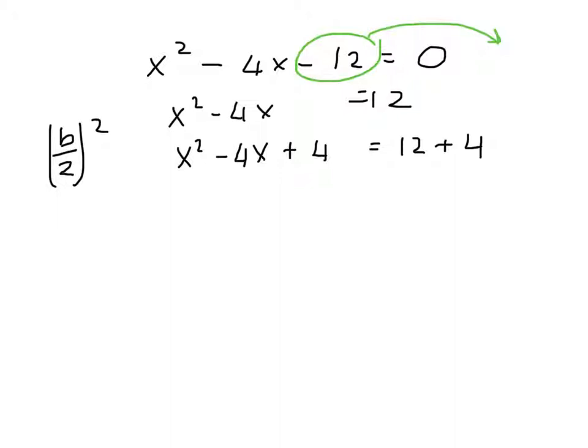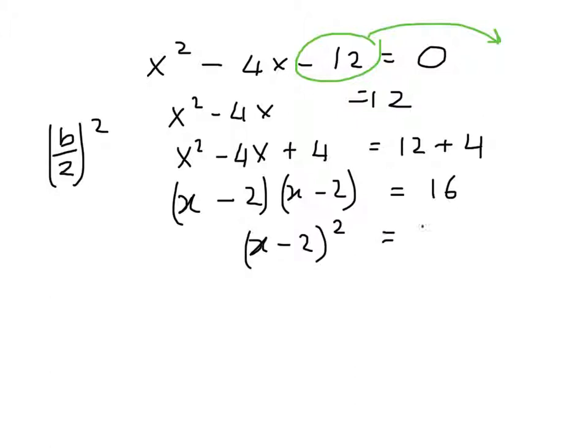Then I'm going to factorise. So I have x minus 2 and x minus 2. Factorise that side, equals 16. So I have x minus 2 squared equals 16. Now I want to get rid of my squared, so I square root this side and square root that side. That gives me x minus 2 equals the square root of 16, which could be positive 4 or negative 4.